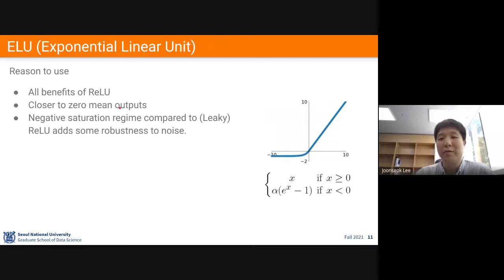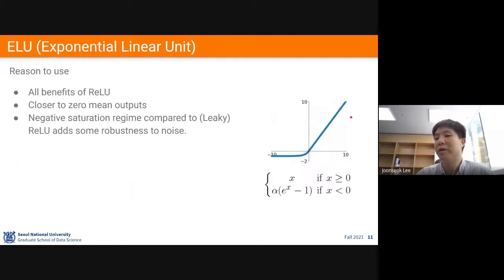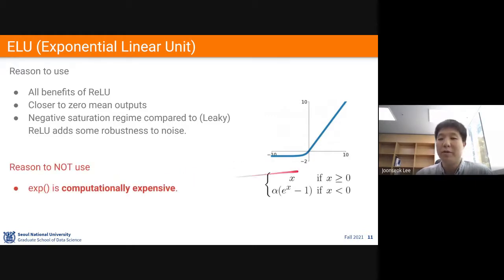And it's closer to zero mean outputs. In this case, it's not zero mean. This side is much larger, but it tries to make the outputs a little bit more zero mean. But this one has another drawback, which is that the exponential function is a little bit computationally expensive, but that's not really a big deal. So ELU is also another good choice to overcome the drawbacks of the ReLU.